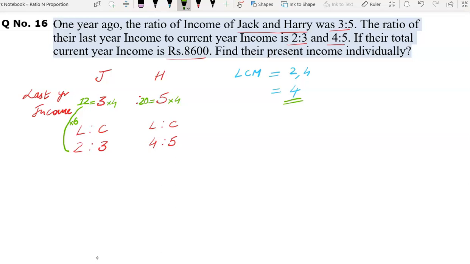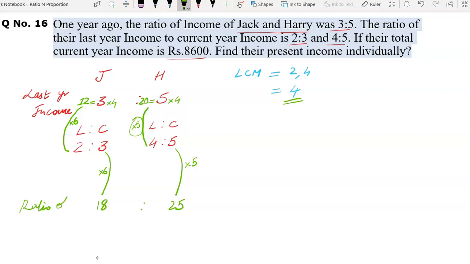So 2 into 6 will give us 12. And if we see here, 4 into 5 will give us how much? 20. Now we have multiplied this by 6 to make it 12. So we will multiply this by 3 into 6, and we will get 3 sixes are 18, and this is the current year income ratio of Jack. Similarly, here we have multiplied by 5 for Harry, so we will multiply this by 5. So 5 into 5 will give us 25. Now this is the ratio of the current year income of Jack and Harry.